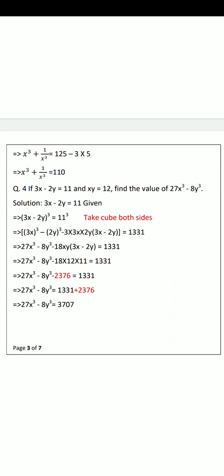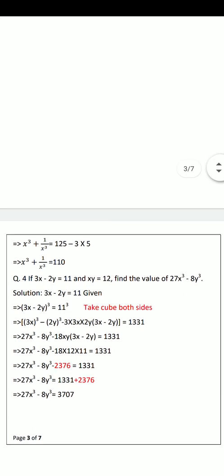So in the next step we will get x cube plus 1 upon x cube equal to 125 minus 3 into 5. We will transpose it to the right side. So x cube plus 1 upon x cube equals 125 minus 15, which is 110.